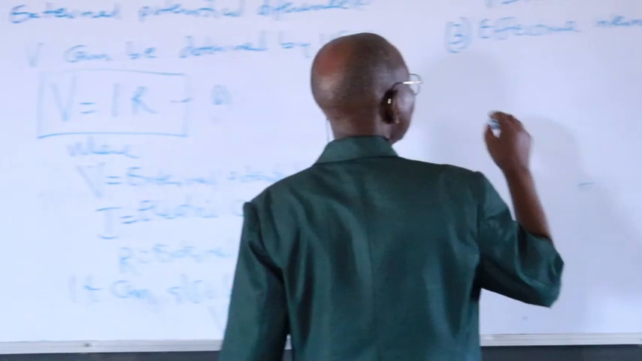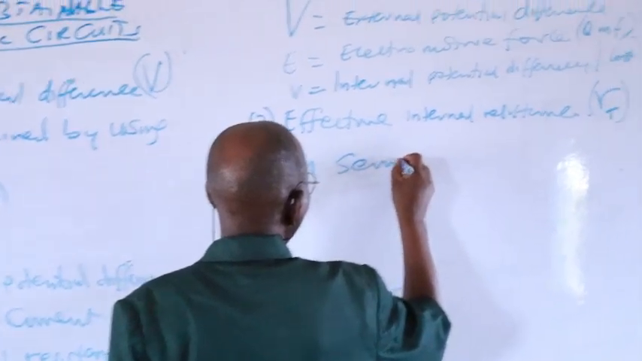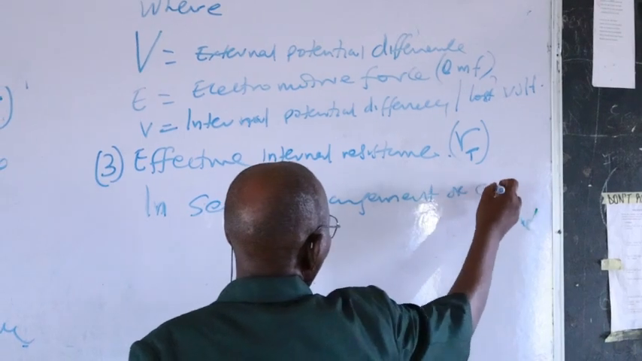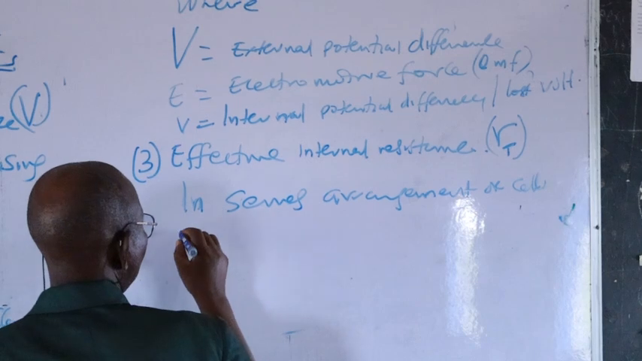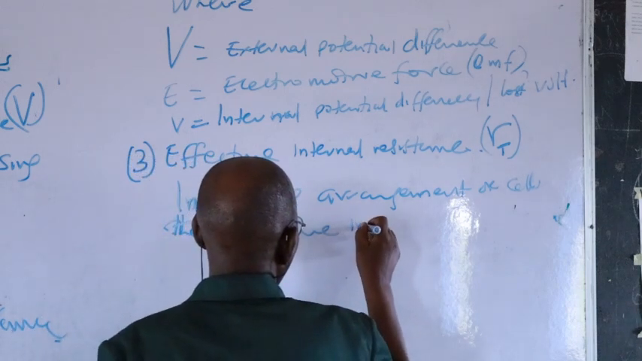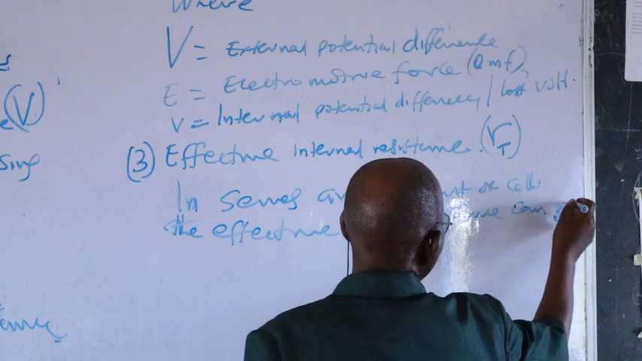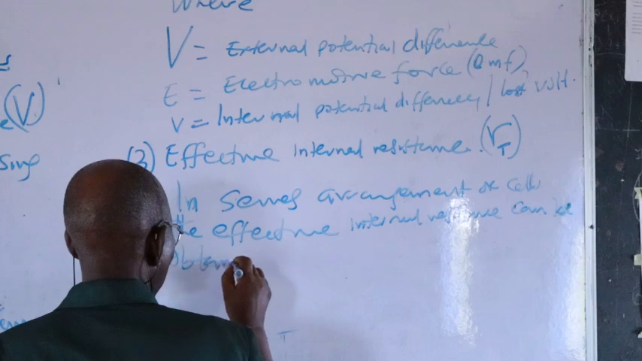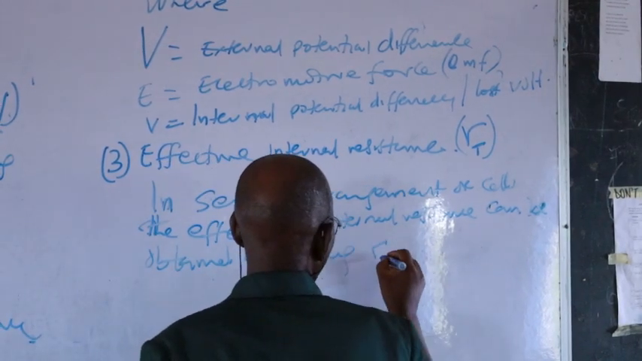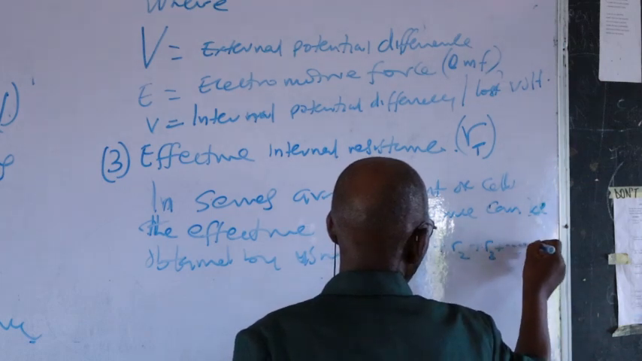So for series arrangement of cells, the effective internal resistance can be obtained by using R total equals R1 plus R2 plus R3 plus Rn.